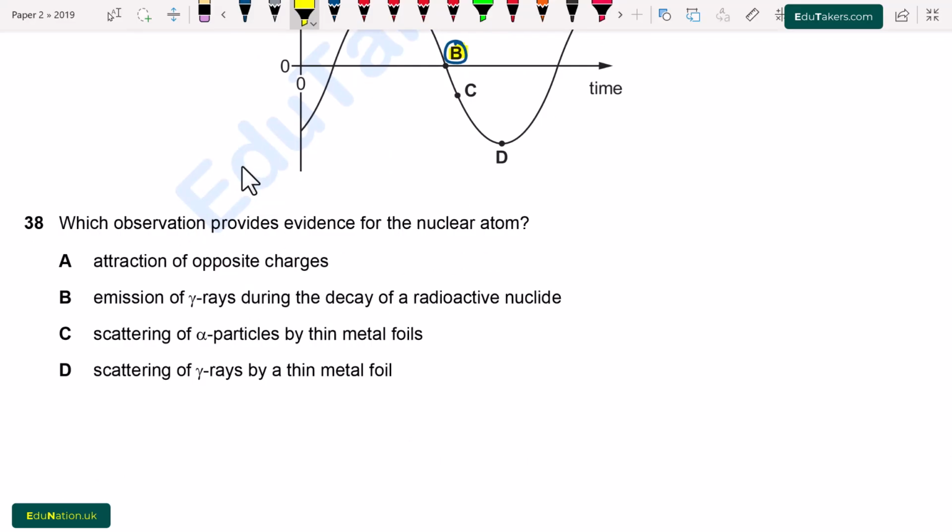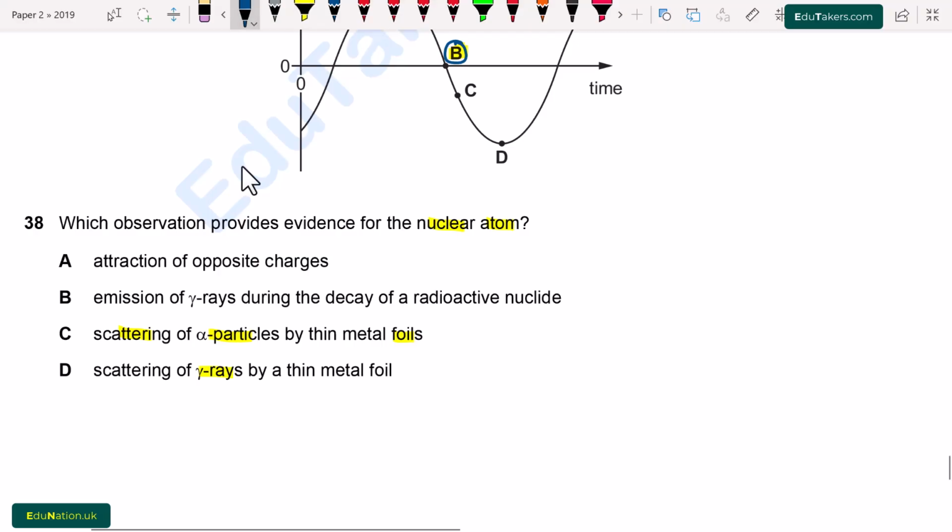Question number 38. Which observation provides evidence for the nuclear atom? A. Attraction of opposite charges. B. Emission of gamma rays during the decay of radioactive nuclide. C. The scattering of the alpha particles by the thin metal foil. D. The scattering of gamma rays by a thin metal foil.